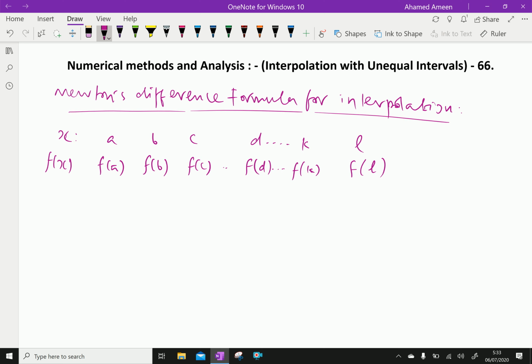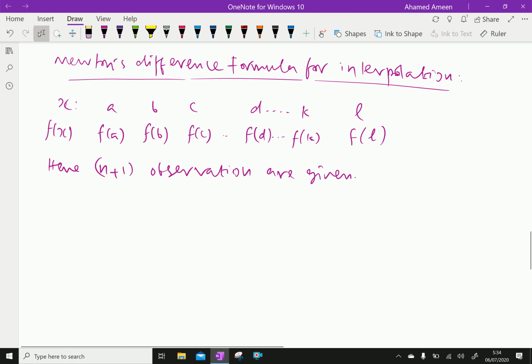Now here there are n plus 1 observations given, therefore we can fit a polynomial of nth degree.